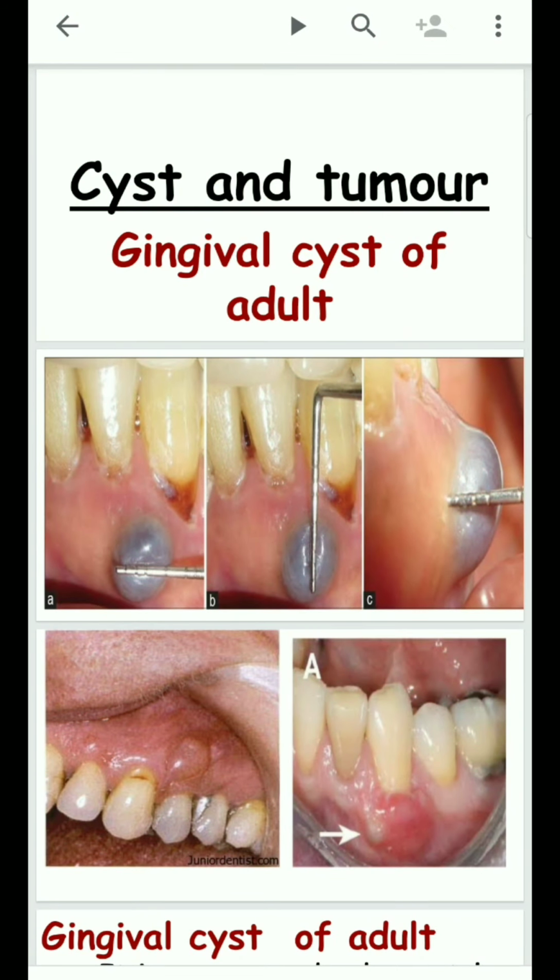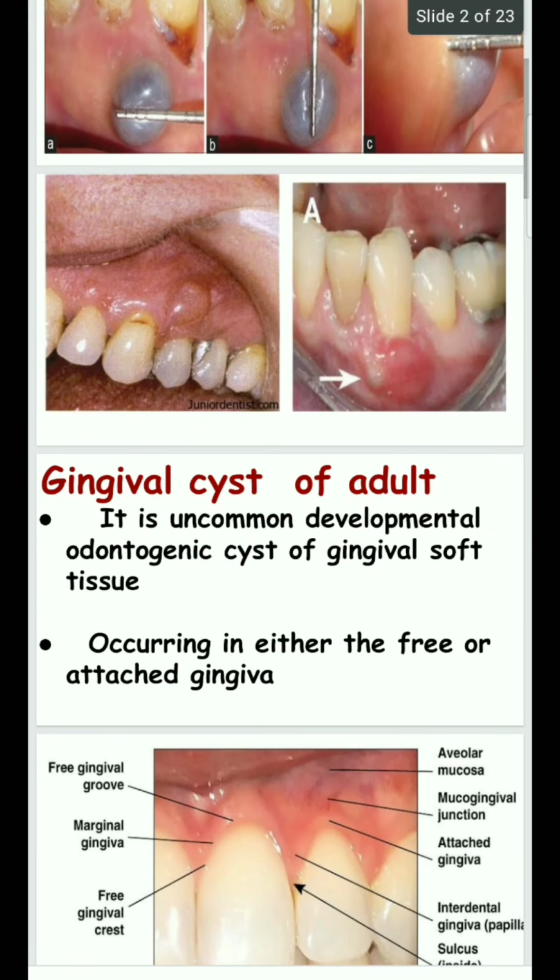Today we are going to discuss the topic of gingival cyst of adult, a cystic tumor. It is an uncommon developmental odontogenic cyst of the gingival soft tissue. Why is it called an odontogenic cyst? An odontogenic cyst is one derived from the dental forming cells, so it is called an odontogenic cyst.